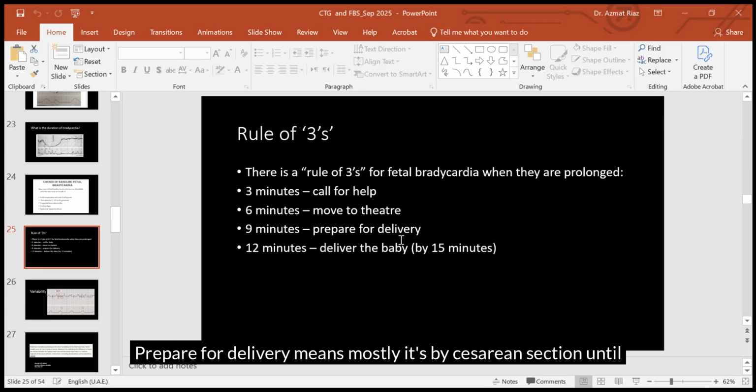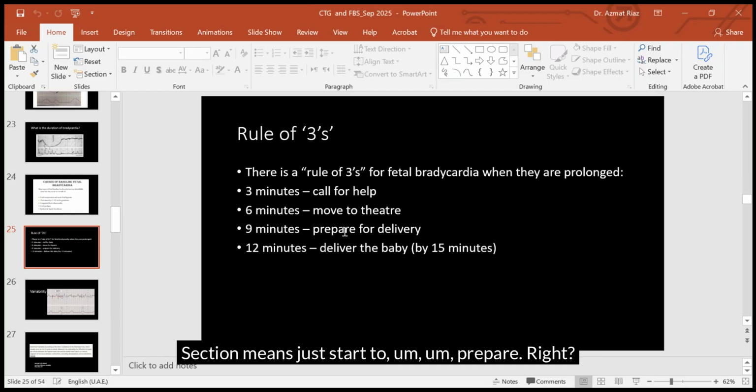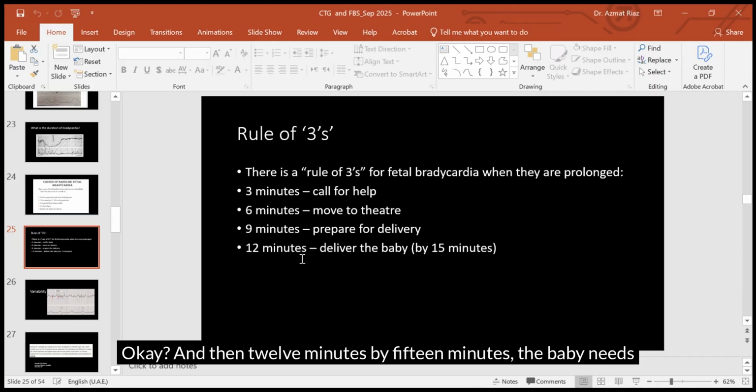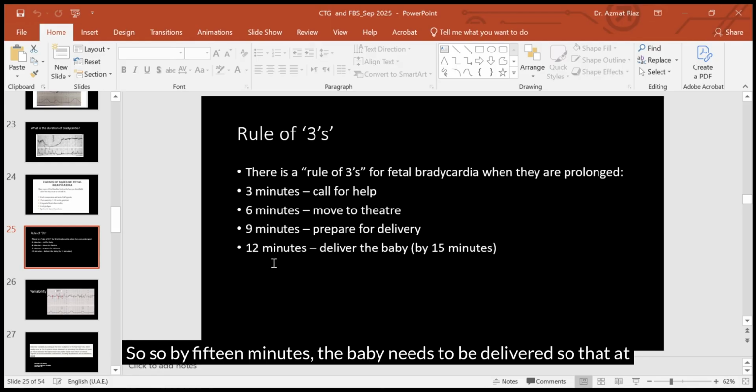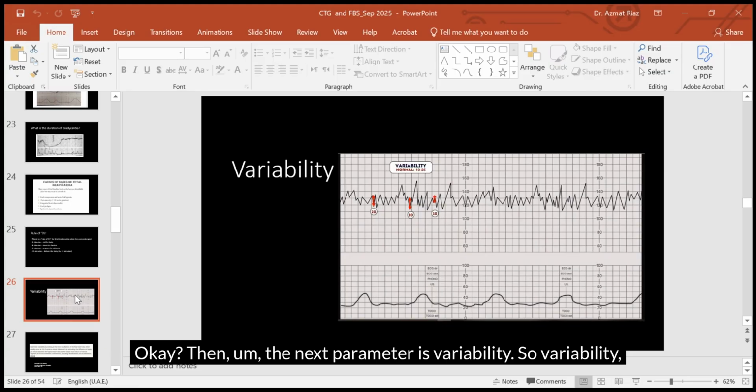At 9 minutes, prepare for delivery, which means mostly it's by cesarean section. Unless she is fully dilated and the head is quite low, and then we can perform a forceps delivery. But in most of the cases, it will be prepare for delivery. Cesarean section means just start to prepare, right? You have already moved her to theater, so it means just catheterize the patient and do all of the checks, the rest of the things, okay? And then 12 minutes, by 15 minutes, the baby needs to be delivered, right? So by 15 minutes, the baby needs to be delivered, so that at 12 minutes, you should have started cesarean section, okay?